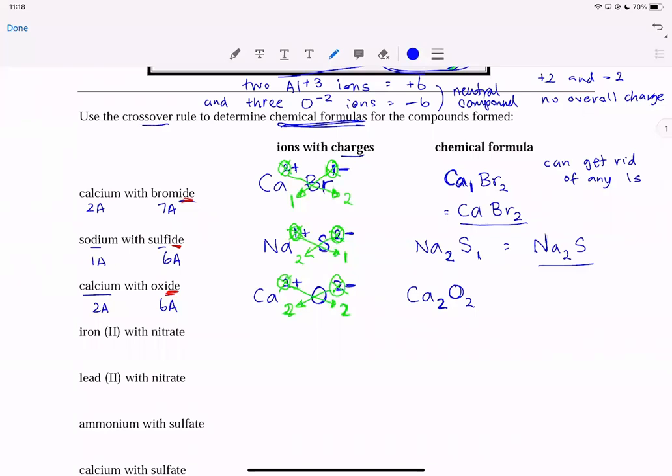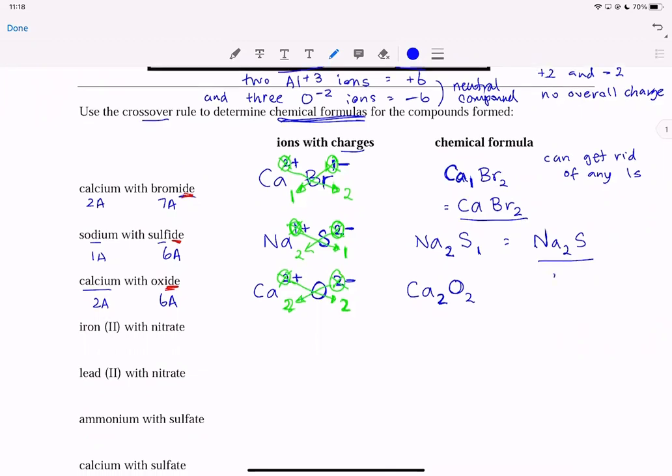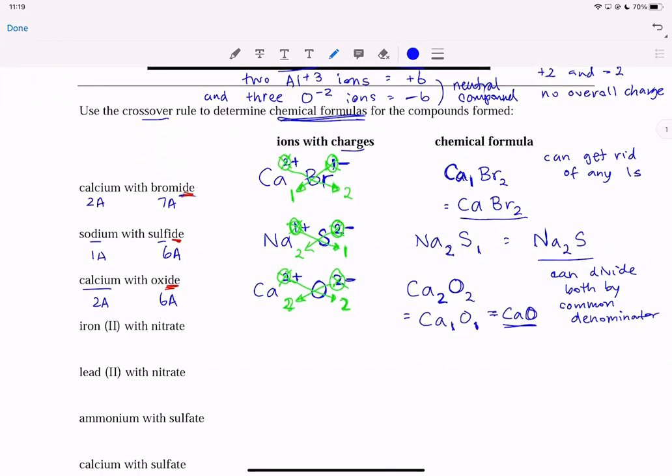Okay. So now this has the same ratio, 2 to 2, so you can divide. When you can divide both by a common denominator, you can divide both of these by 2, and then this becomes Ca1 and O1. You can divide both subscripts by 2. And remember, you can get rid of any ones. So this becomes CaO. And that would be the correct chemical formula for calcium with the oxide.